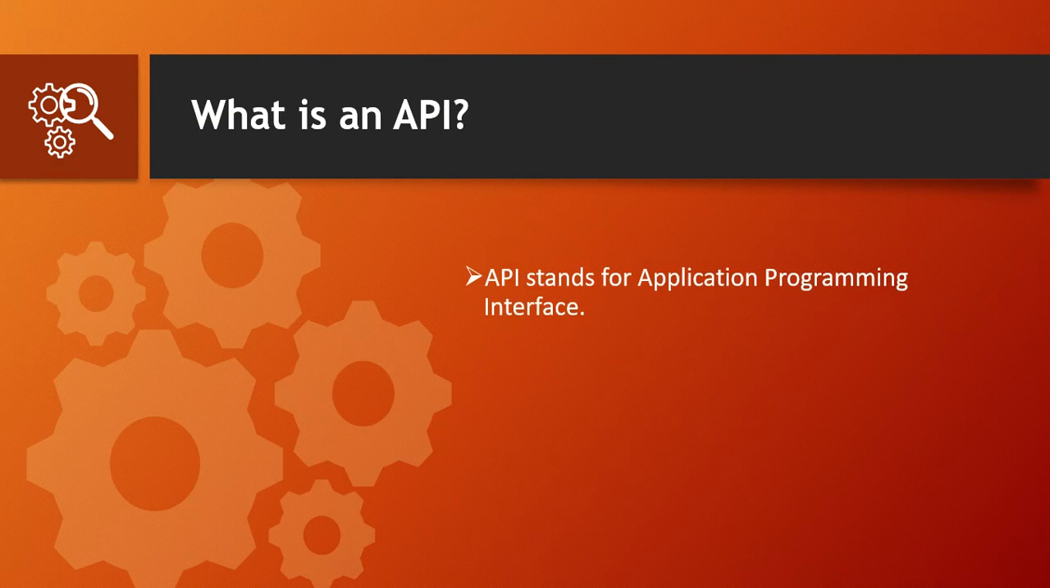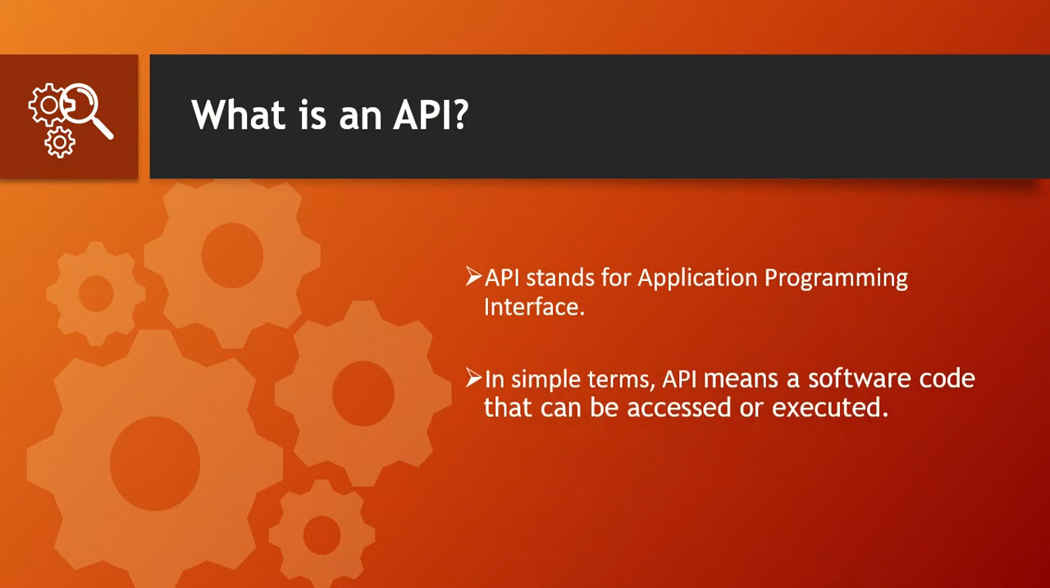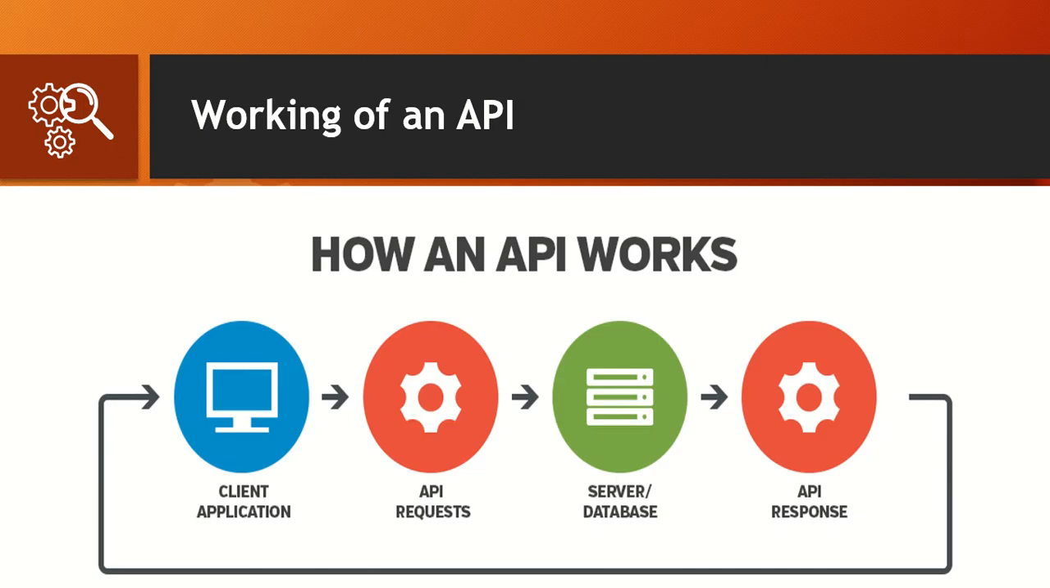API stands for Application Programming Interface. In simple terms, an API means a software code that can be accessed or executed. The working of an API is something like this. You have a client application, right? The client application accesses the API. It requests using the get method or post method, right? It gets the data from the API, and then the API internally looks for the data in its server or database and passes on the response. So this is how it works.